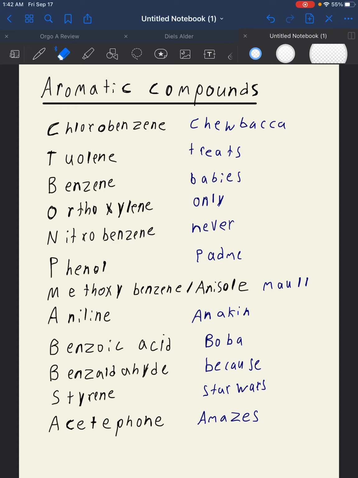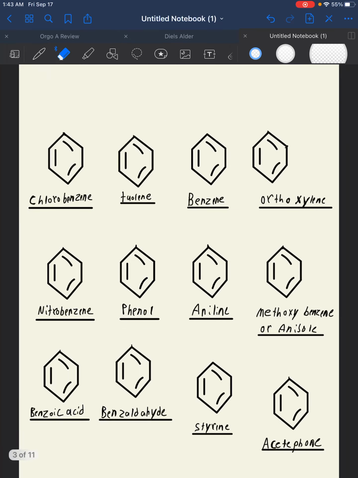Okay, now then the acronyms you want to remember for these. Chewbacca treats babies only, never Padme, Maul, Anakin, Boba, because Star Wars amazes. And if you can remember that acronym and fill in these words, all you have to remember is the substituents themselves, which I am about to show you right now.